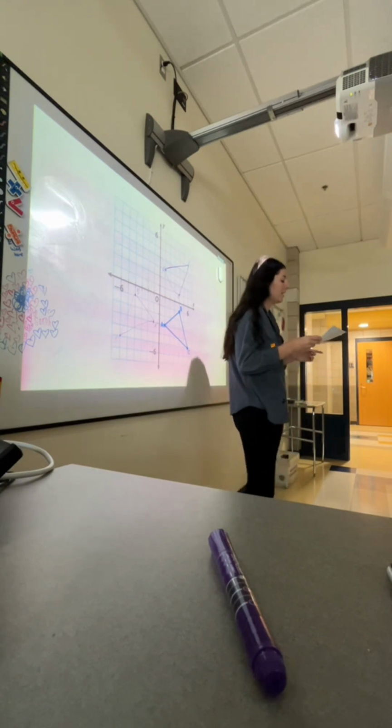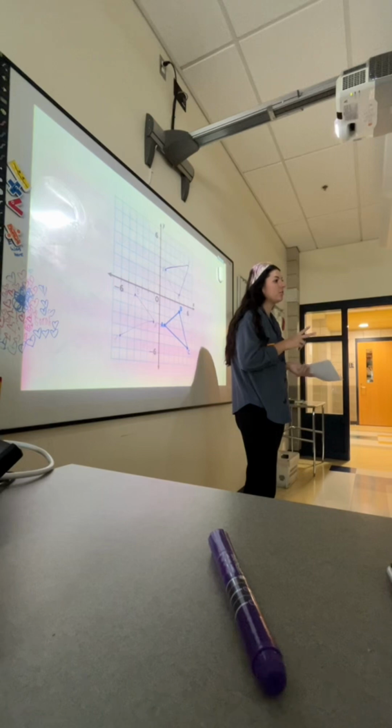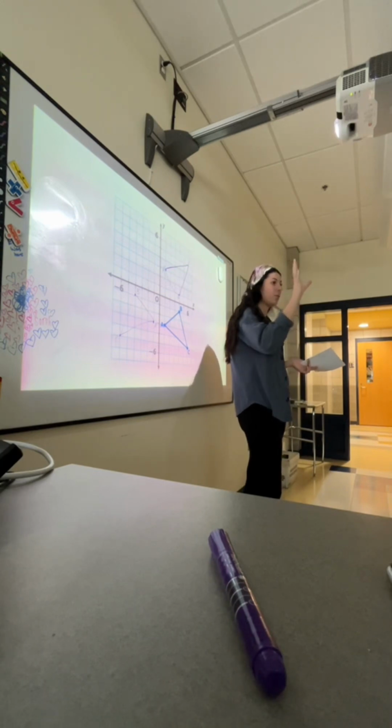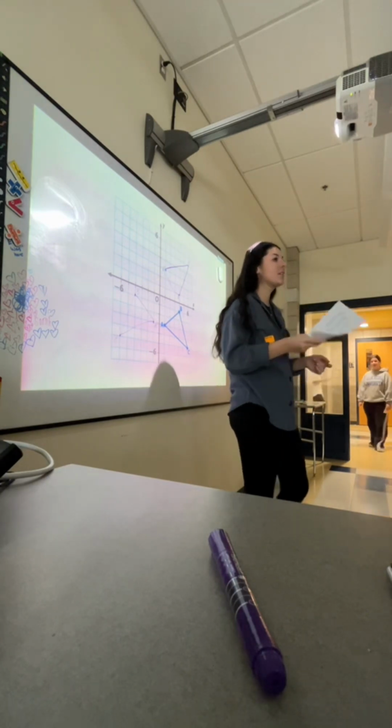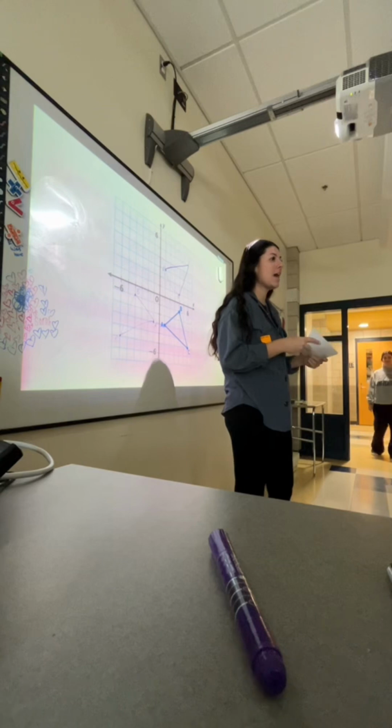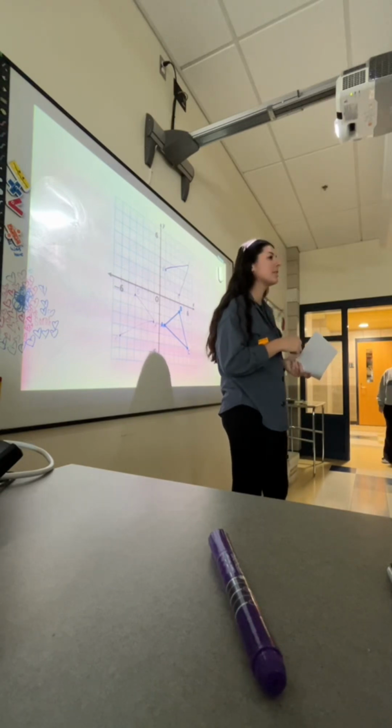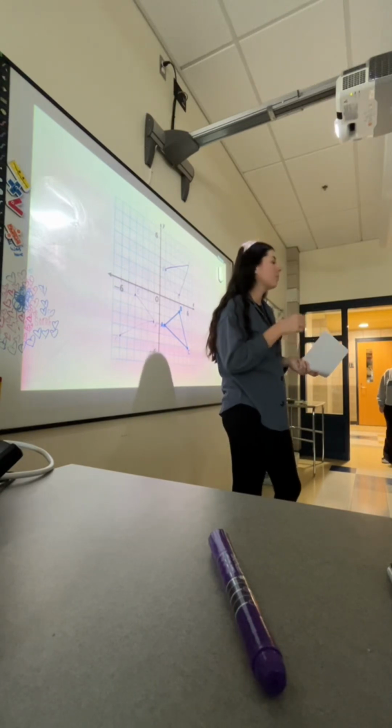And then there's 2 things that you need to do. You need to reflect your shape that you created over the y-axis, and then also the pre-image over the x-axis. So you need to do those 2 things. Make sure you have all the coordinates labeled correctly.